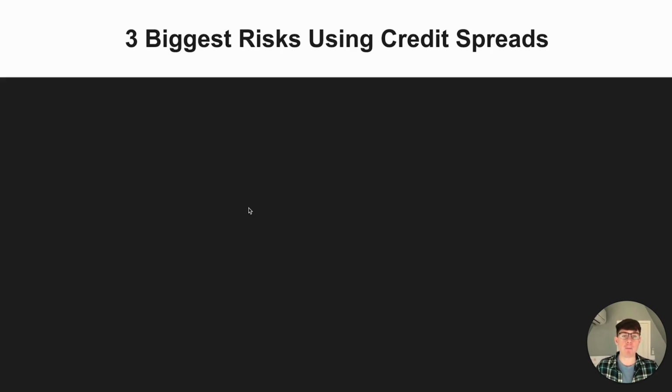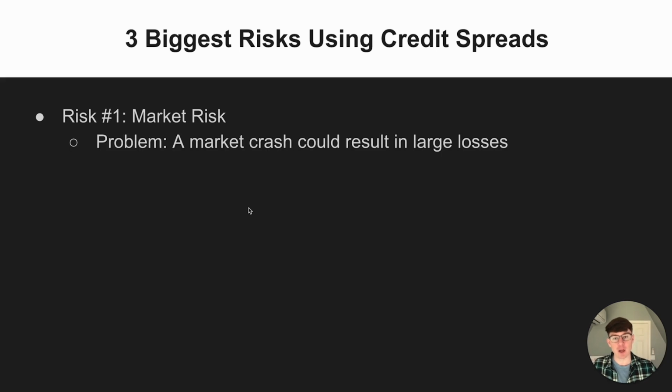Now, what are the three biggest risks with credit spreads so that we can keep that in mind and mitigate against them? Number one is market risk. So what is this problem? A market crash could result in a lot of large losses. So again, if we have 4, 5, 6 credit spreads open at a single time and the market drops hard, we could then see a lot of losses compound against us.